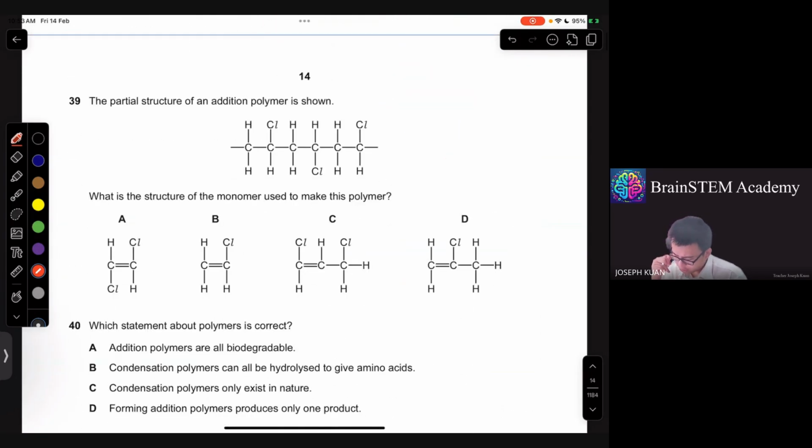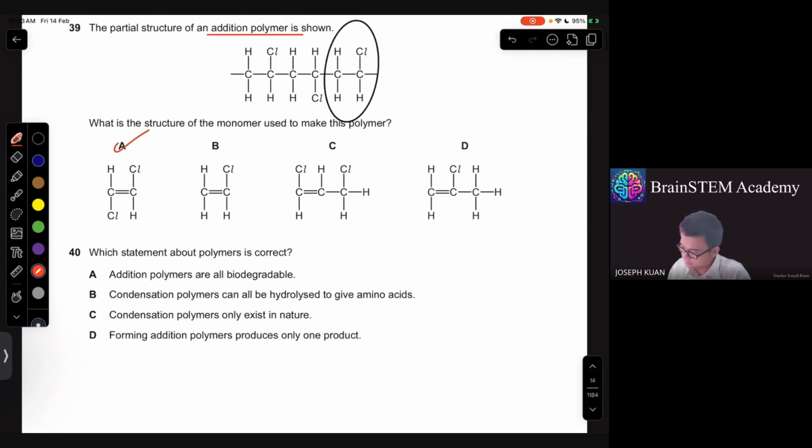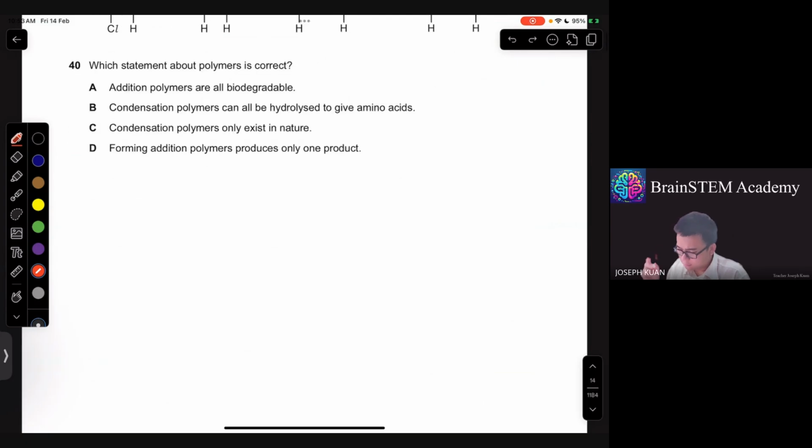39. The partial structure of an addition polymer is shown. What is the structure of the monomer used to make the polymer? First, we have to identify the repeating unit, which is this structure. And then since it is an addition polymer, the monomer is unsaturated. So we just need to place back the double bond, right? Place the double bond back. So our answer is A for the monomer. Wait, hold on. No, not A, sorry, B. Right, B.